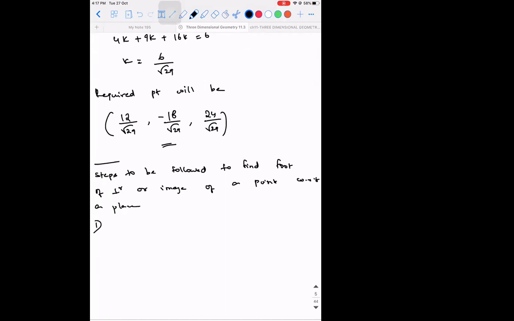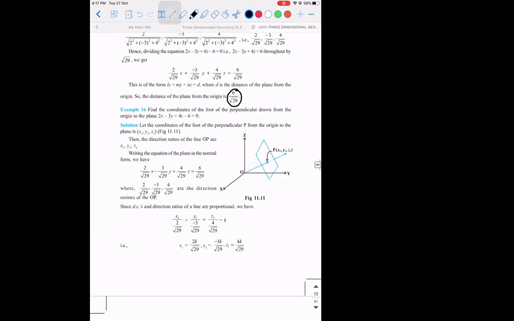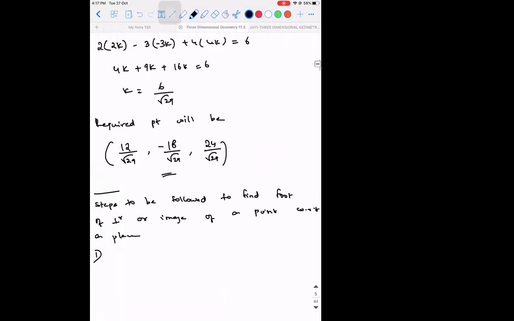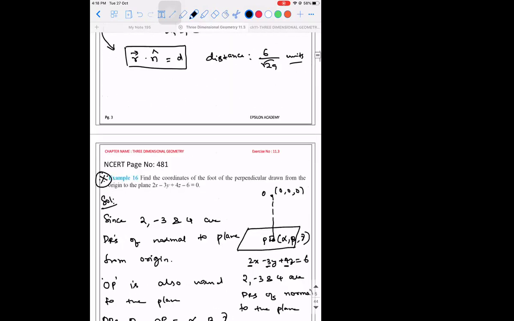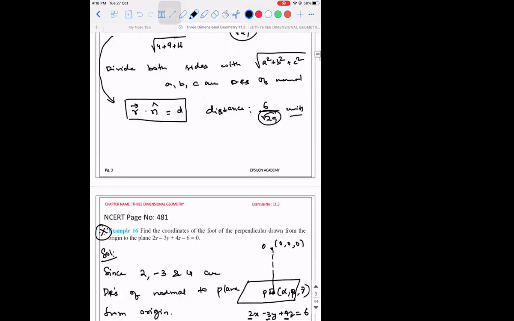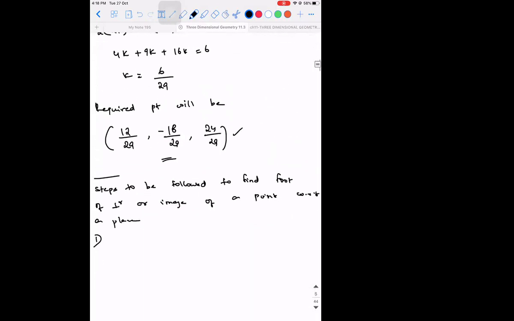In the previous step we have written 4k plus 9k plus 16k is equal to 6, and in the next step you've written k is equal to 6 by root 29. How is it, sir? It is only 29. I'm sorry, only 29. Now I got used to that problem. So it is 12 by 29. Thank you. So this is the required point.